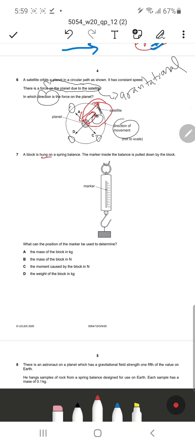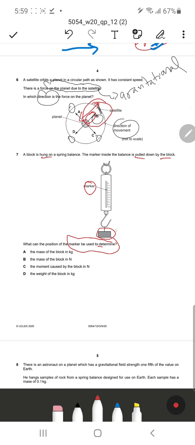It says a block is hung on a spring balance. The marker inside the balance is pulled down by the block. So this is the block, and this marker is pulled down by the help of the block. It says, what can the position of the marker be used to determine?